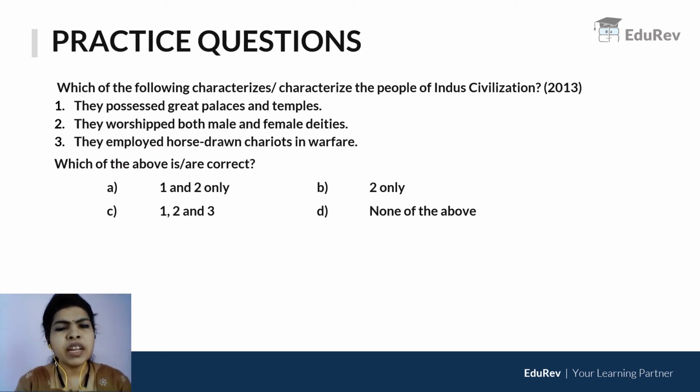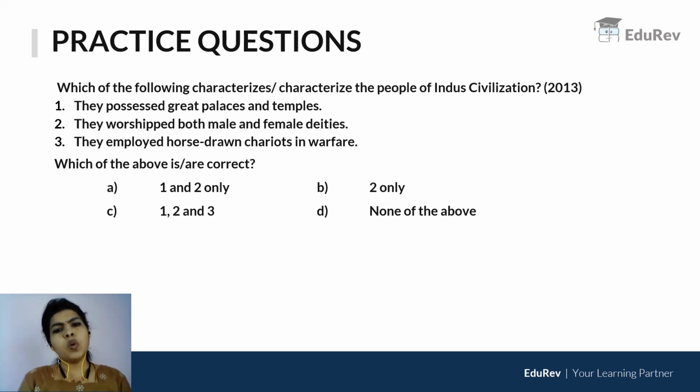We have one very important practice question here. This was the question asked in the 2013 prelims. Which of the following characterized the people of the Indus Valley civilization? They possessed great palaces and temples. That is, of course, wrong. They did not construct big palaces, nor did they involve much in the construction of temples or religious structures. So the first statement is wrong.